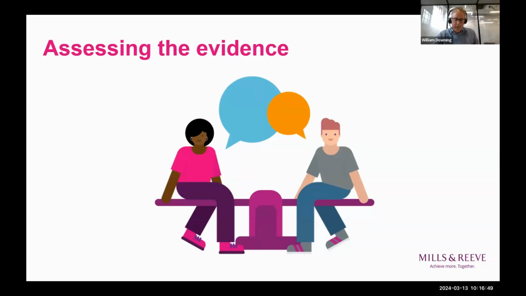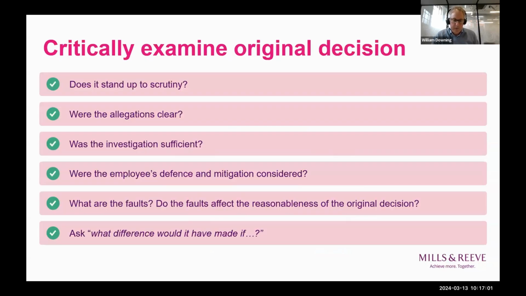So the fourth thing we wanted to look at was assessing the evidence, the role of the person hearing an appeal in looking at what has gone on before. And I've boiled it down, I think, to six key tests or checks, if you like, as to what the person hearing the appeal should look into. Firstly, does the original decision stand up to scrutiny? Is there sufficient grounds for the decisions that have been taken? And that really is the heart of a proper appeal process.